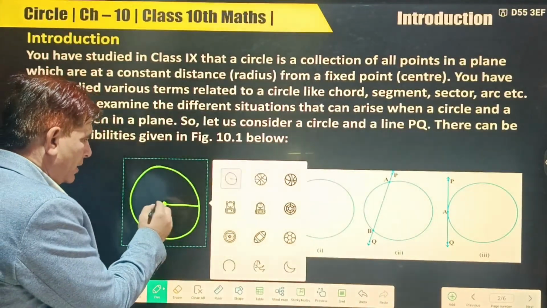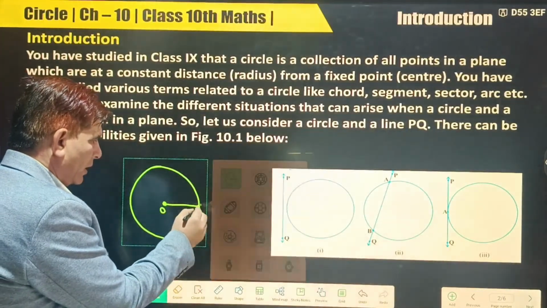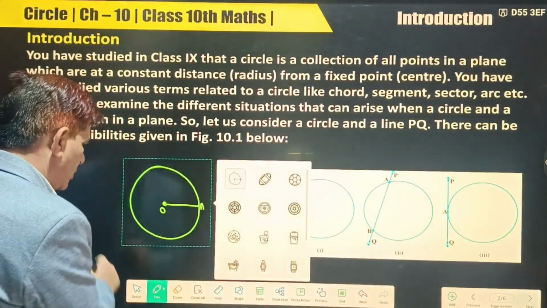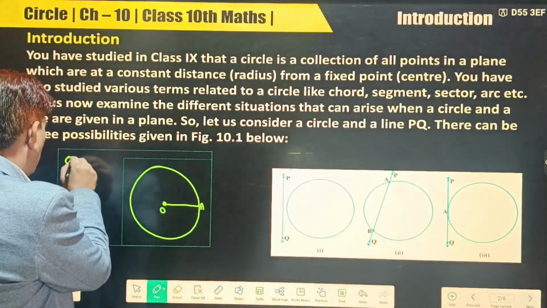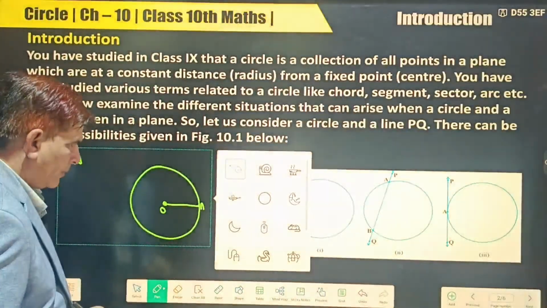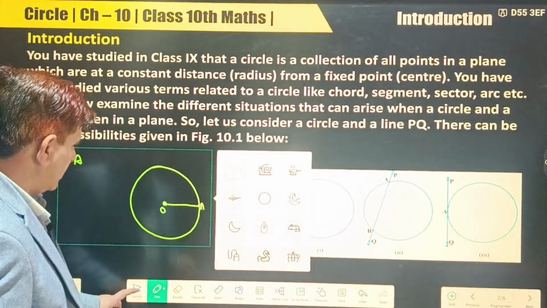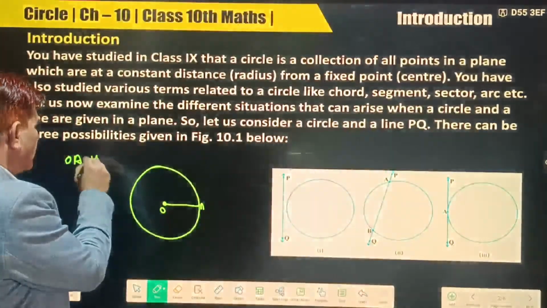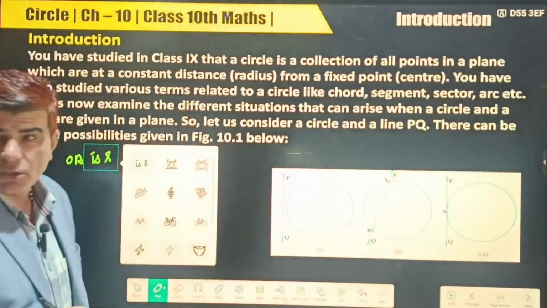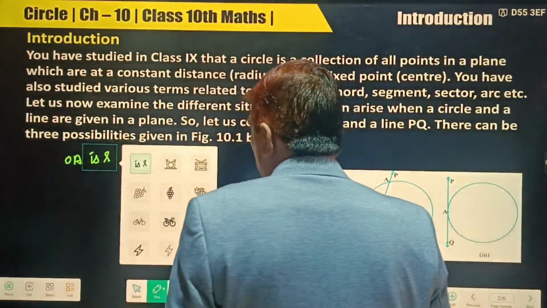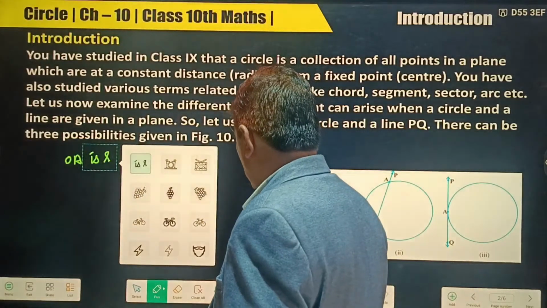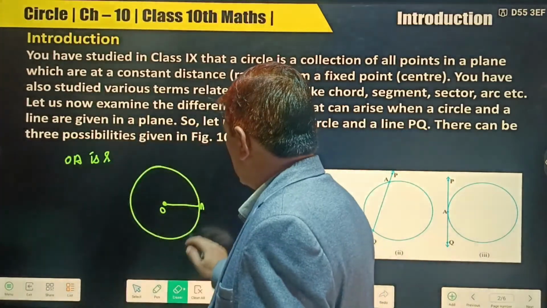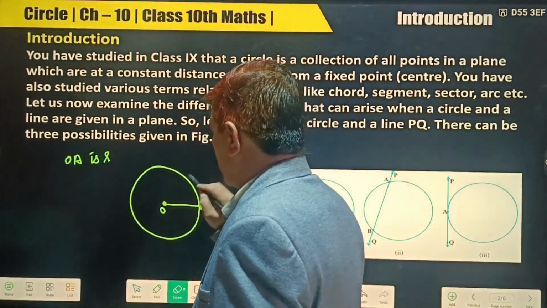And this point is named O, this is A, then OA is known as the radius. OA is the radius of the circle.